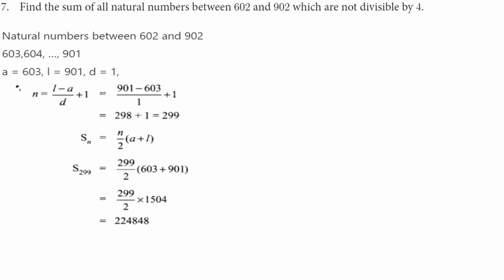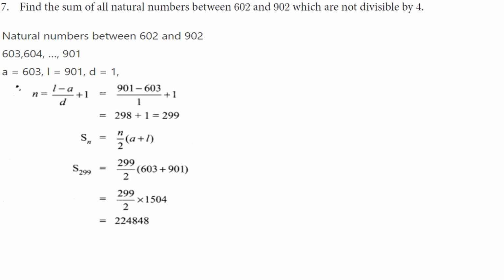Find the sum of all natural numbers between 602 and 902 which are not divisible by 4. First we have to find the sum of natural numbers between 602 and 902. So A equals 603 and L equals 901, D equals T2 minus T1, that is 604 minus 603 equals 1.